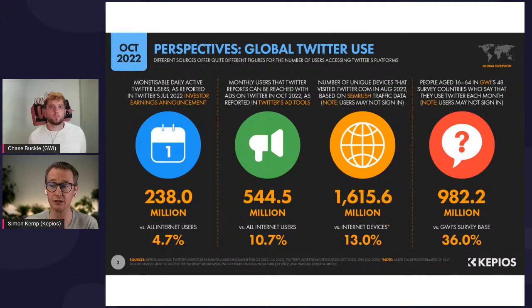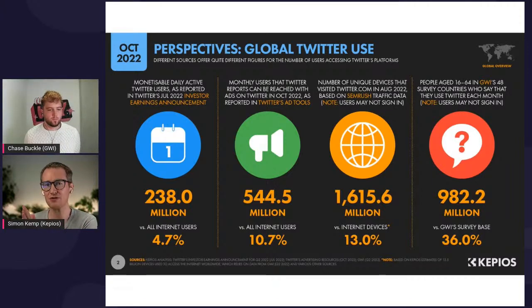But if you're a marketer, the second number under the green circle there is the one that may be more interesting to you. And that's the number of users that you can reach with ads each month on Twitter. As you can see, it's quite a lot bigger, more than double the monetizables you can see in there. Obviously, this is a monthly figure rather than a daily figure.